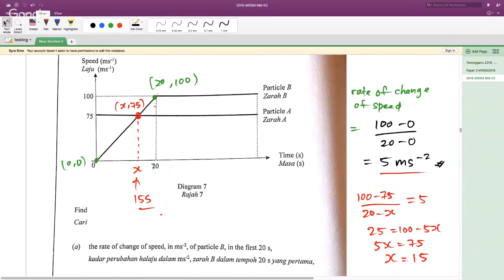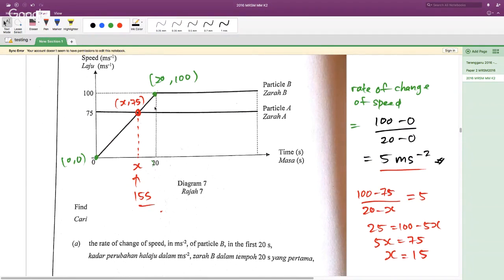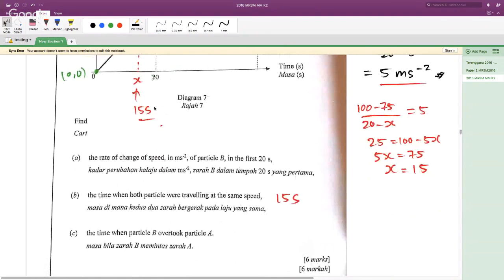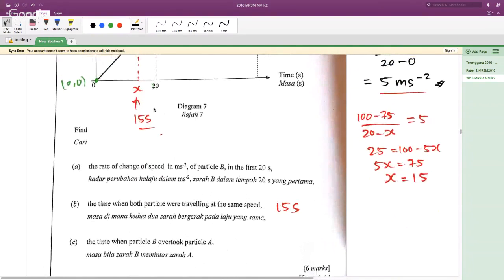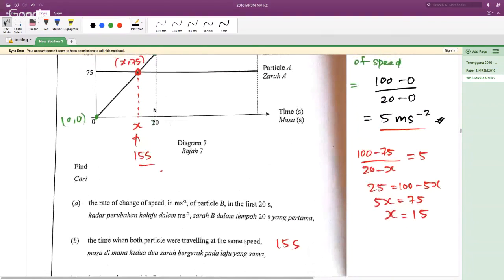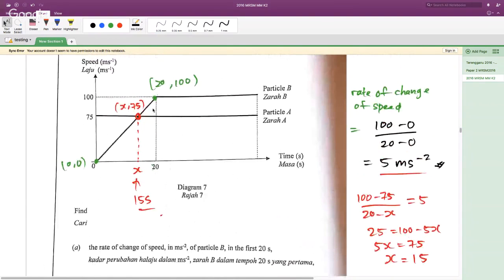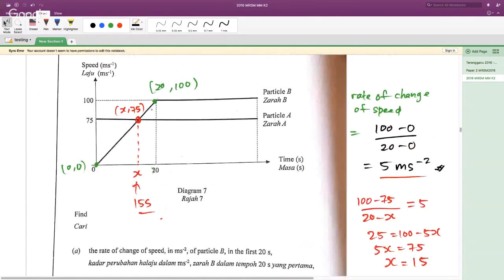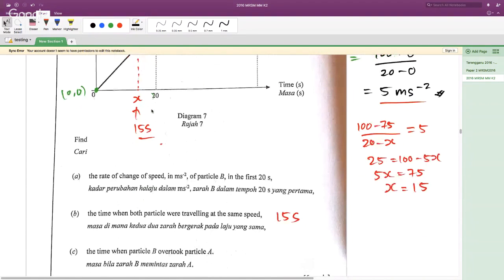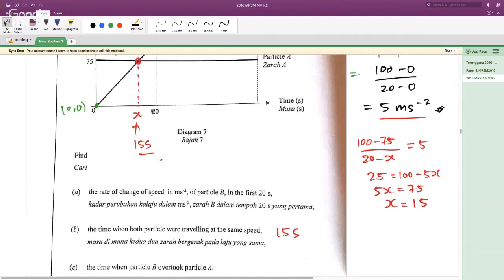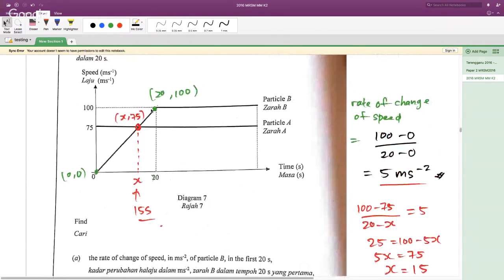So if you understand this one, then I will just continue to move on to the next one. The time when particle B overtook particle A. All right, this question is tougher than I thought, because just now when I saw this question, I just skipped it. I thought it was very easy. Okay, so what I was trying to do is find their distance, because I want to know at what time exactly B overtakes A.